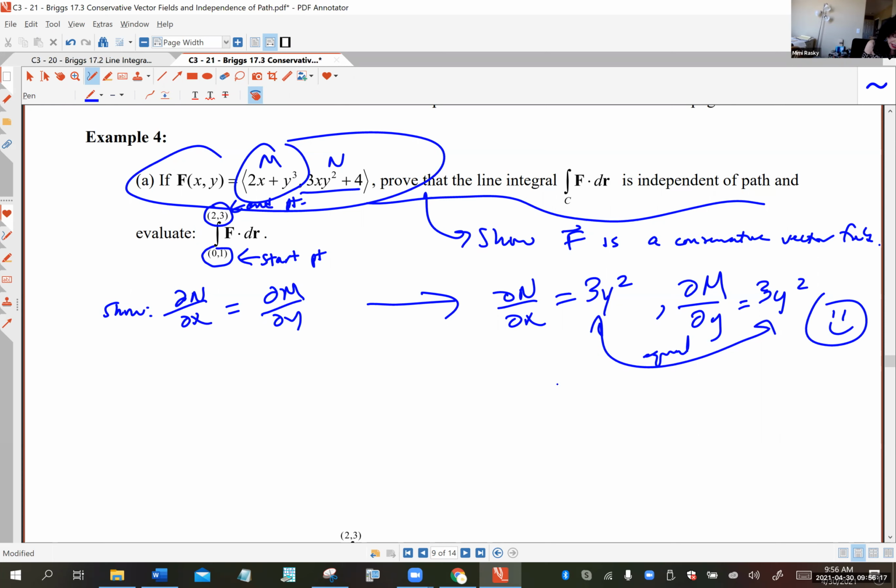So by the way, you're done showing it's independent of path. You can right away say, therefore, the line integral is independent of path. I just proved it. That's enough. You don't have to do anything more. You don't have to evaluate it. You just proved you have independence of path by the theorem.